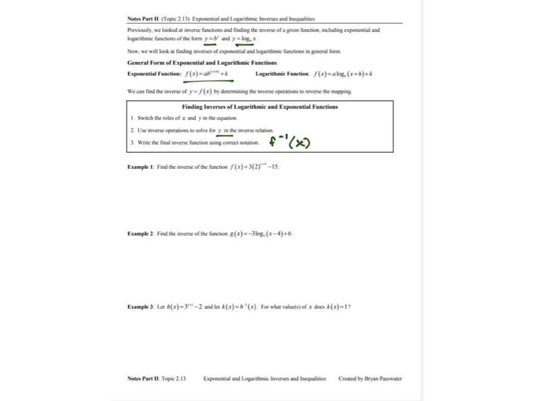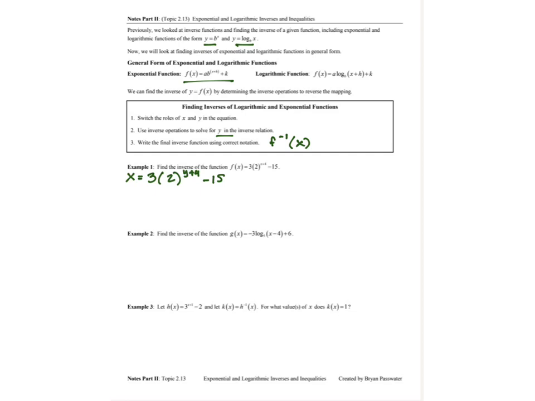Okay. So example 1 says, find the inverse of the function f of x equals 3 times 2 to the x plus 4 minus 15. Hopefully that's a little more clear on your paper. We're going to swap x and y. That's our first step. So instead of writing f of x, we're going to call it x is equal to 3 times 2 to the y plus 4 minus 15. Backing up just a second, I want to have a conversation with you about the function itself before we swapped x and y. What do you know about this function?